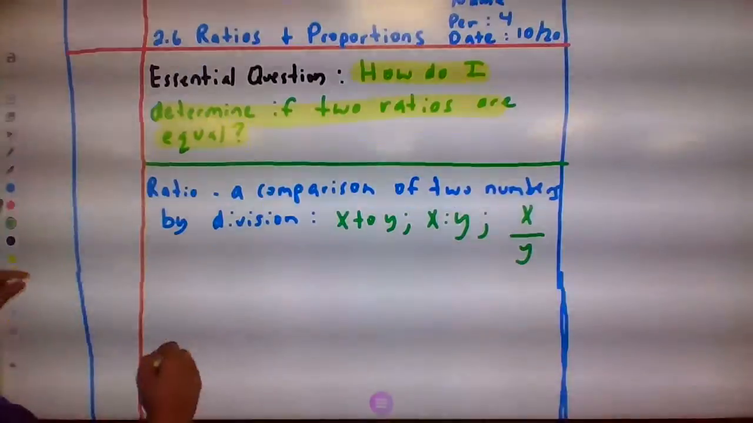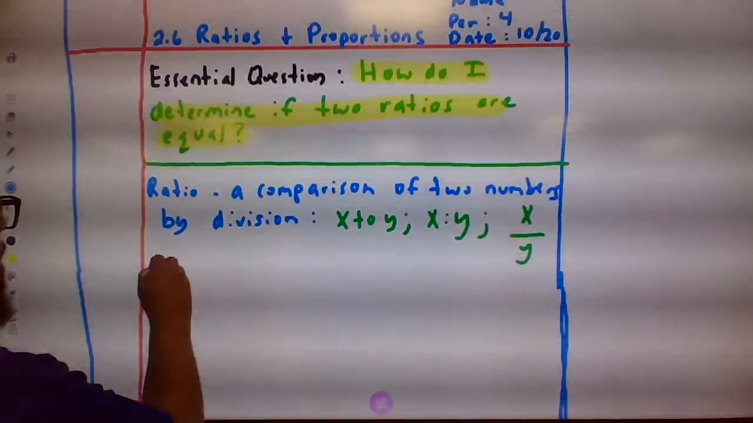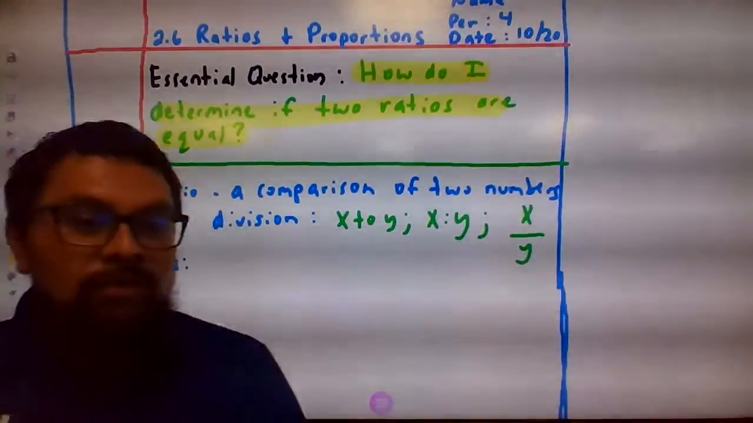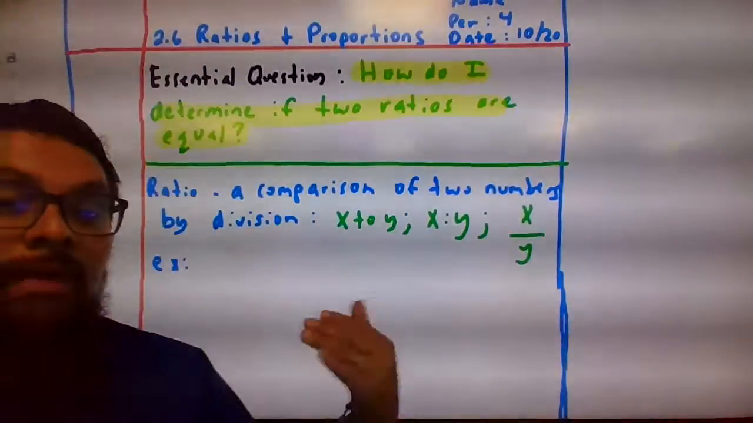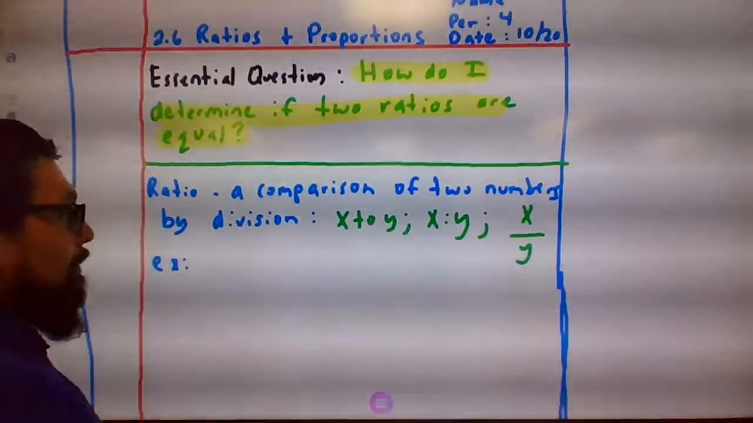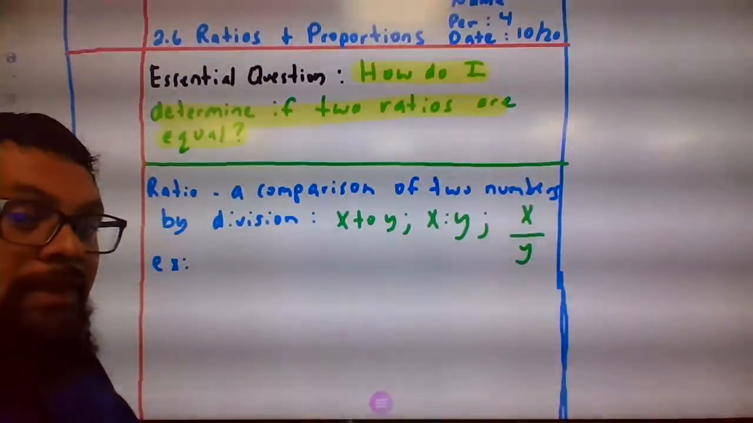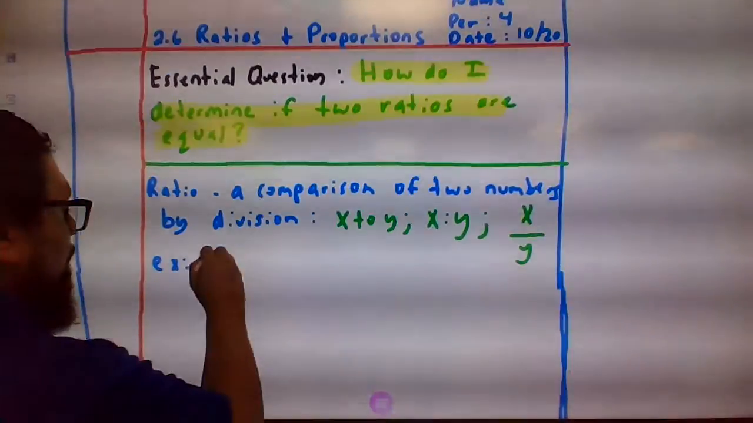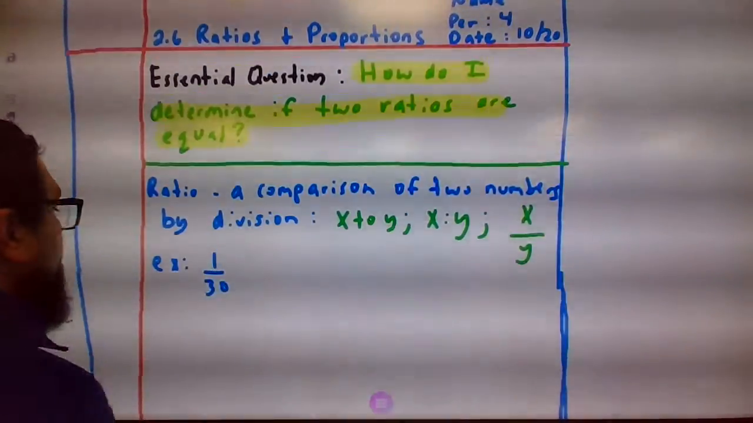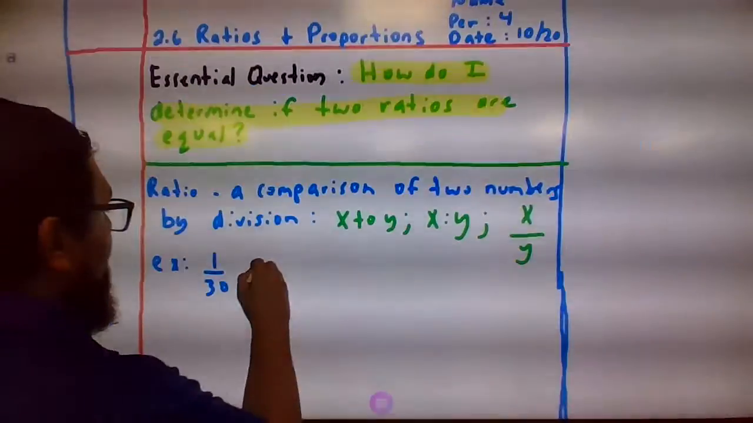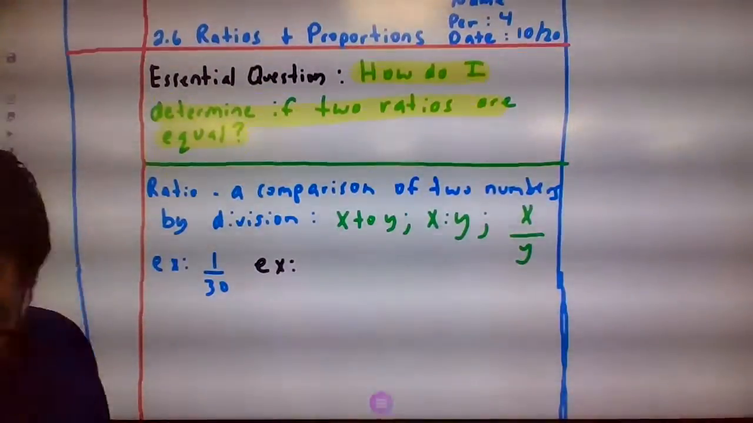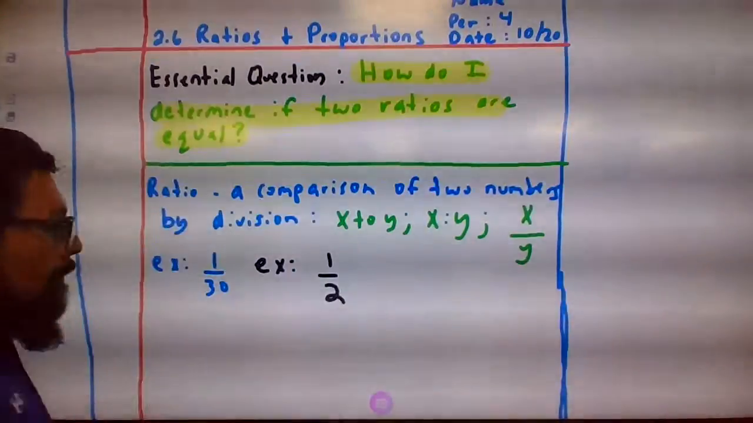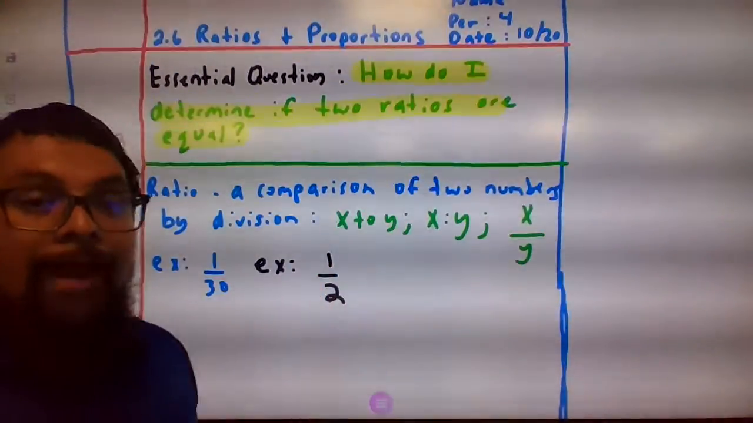Okay, one example could be, for every one teacher, there's 30 students. So 1 to 30. So it would be 1 to 30. Okay, another example could be 1 to 2. For every one dog, there's two cats.